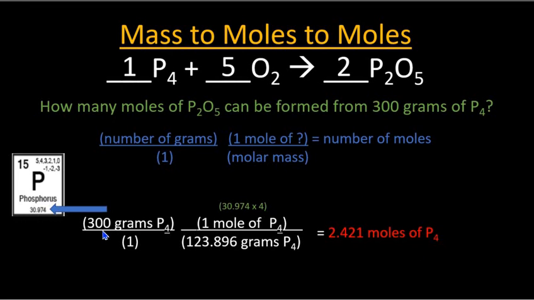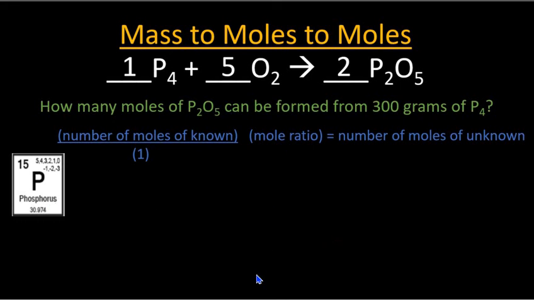So we've gone from mass, 300 grams of P4, to moles of P4. That means if we have 300 grams of it, we have this many moles of it. But that's not the end. We want to know how many moles of P2O5 can be made. So we take the next step. We are talking about the number of moles that we know, which is the number of moles of P4. We're going to use the mole ratio, and then we're going to get the moles of unknown.